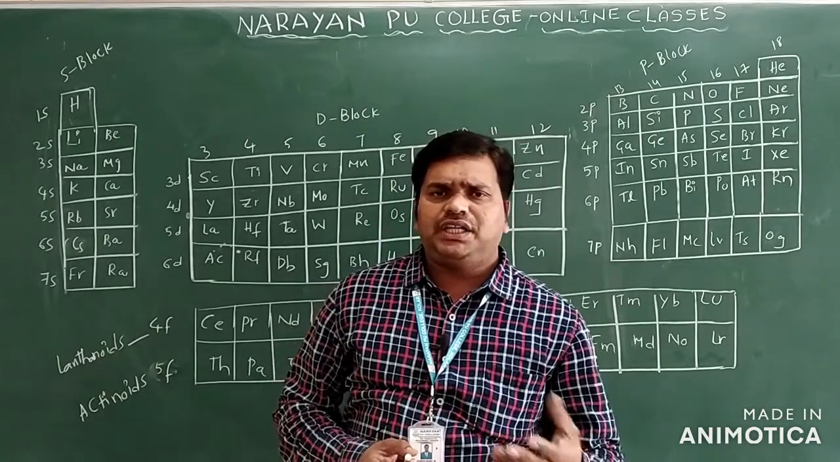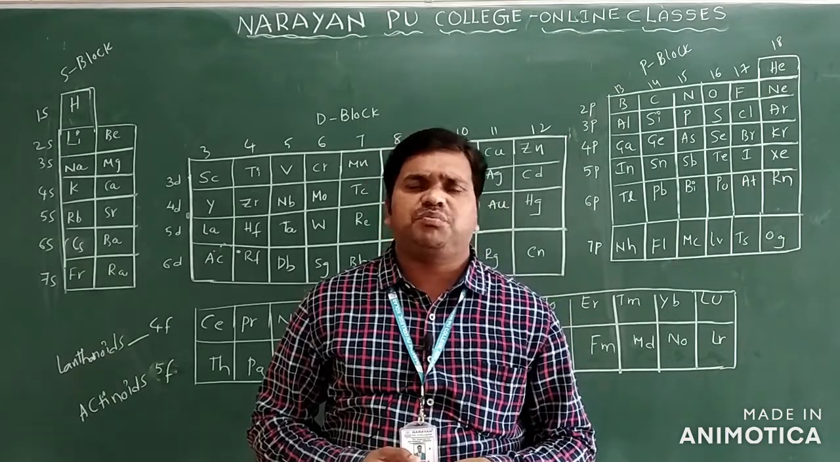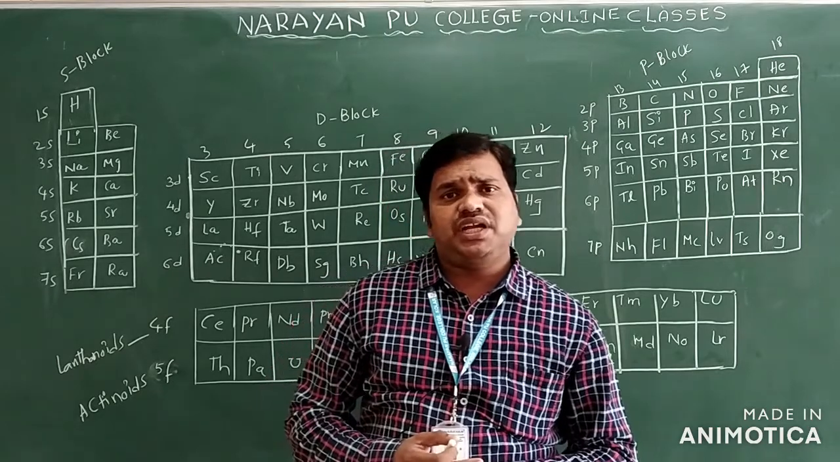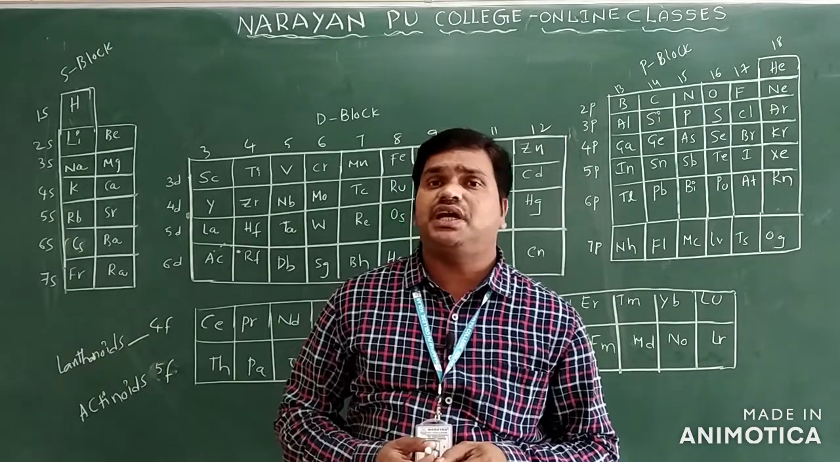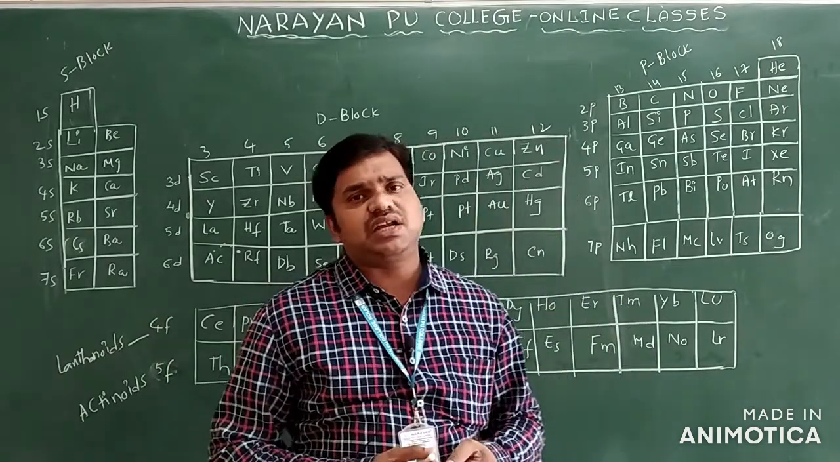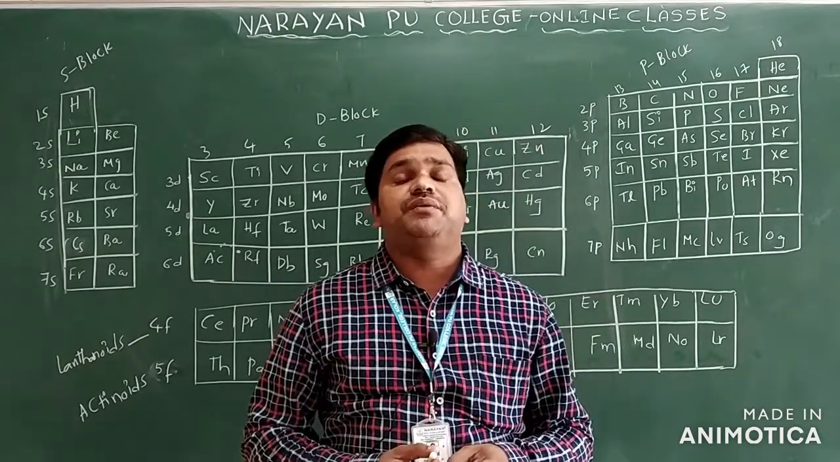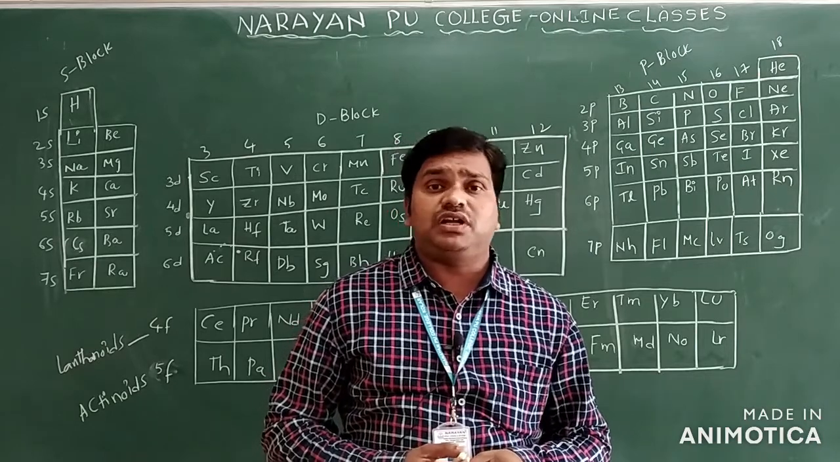Clear? And if the differentiating electron enters into the valence shell of the p orbital, we call those p block elements. If the differentiating electron enters into the penultimate shell, the (n-1) d orbital, it is called d block elements. If the differentiating electron enters into the anti-penultimate shell, the (n-2) f subshell, it is called F block elements.